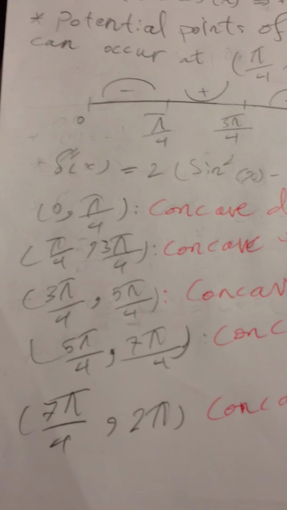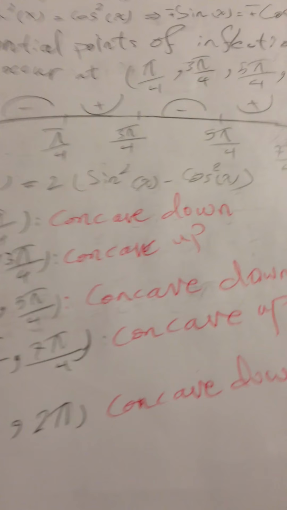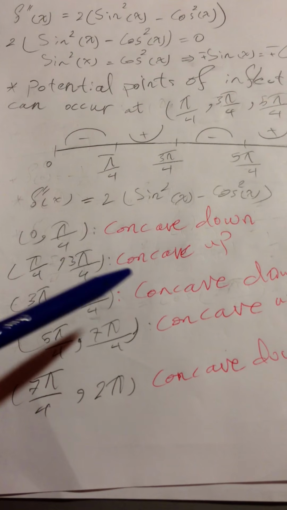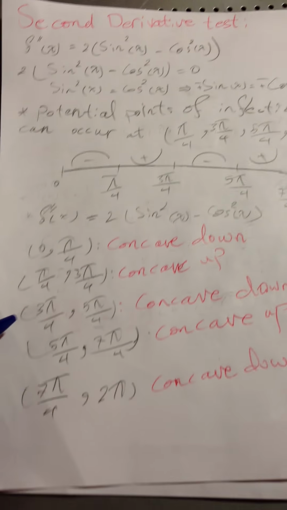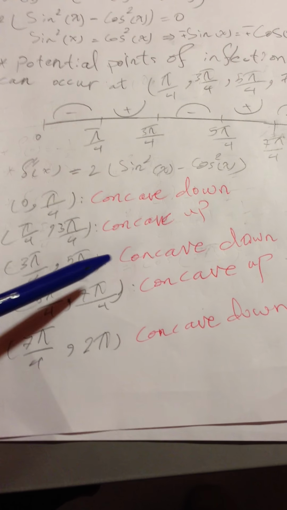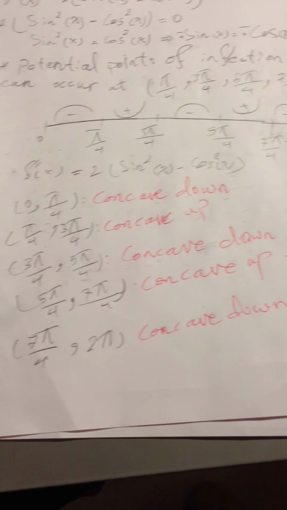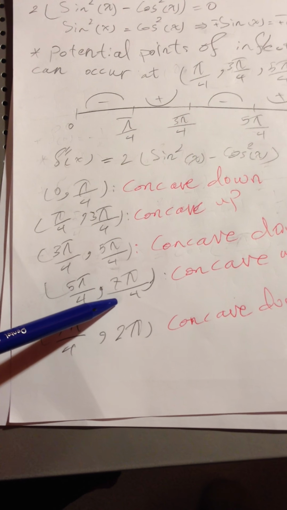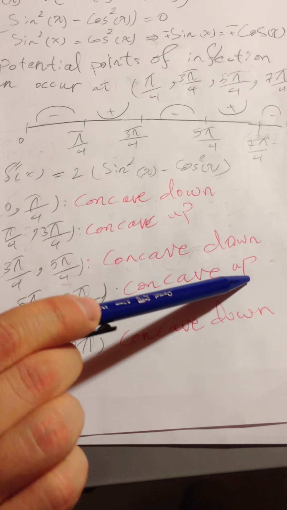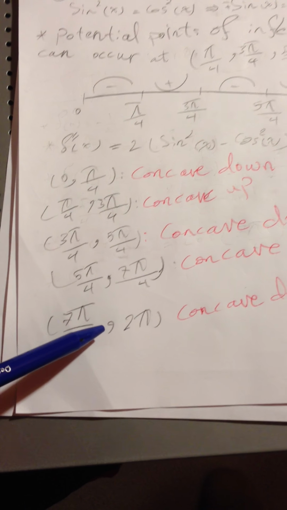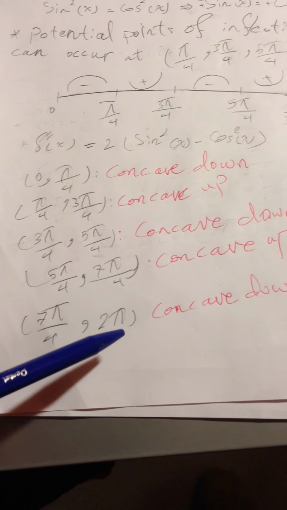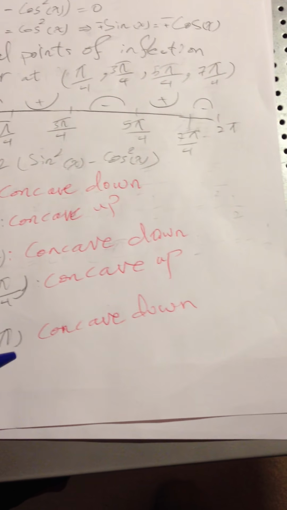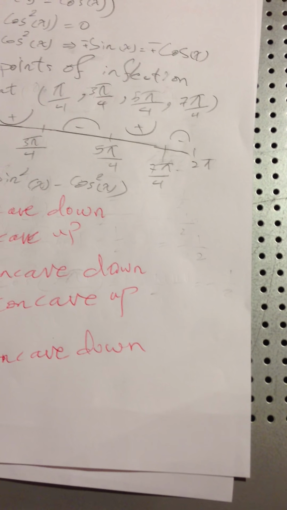From 0 to pi over 4, it's down. Pi over 4 to 3 pi over 4, it's up. 3 pi over 4 to 5 pi over 4, it's down. 5 pi over 4 to 7 pi over 4, it's up. 7 pi over 4 to 2 pi, it is concave down.